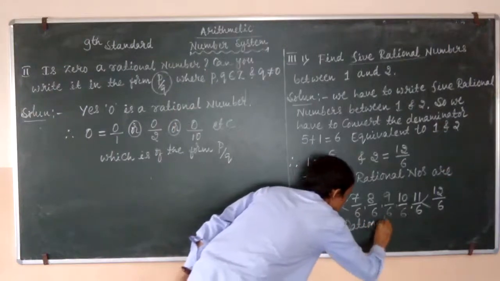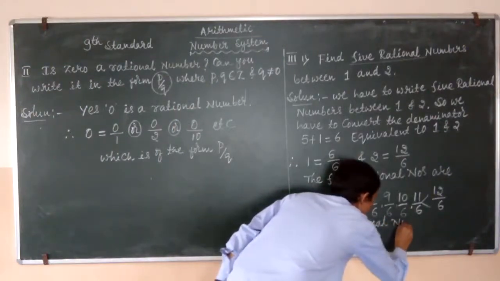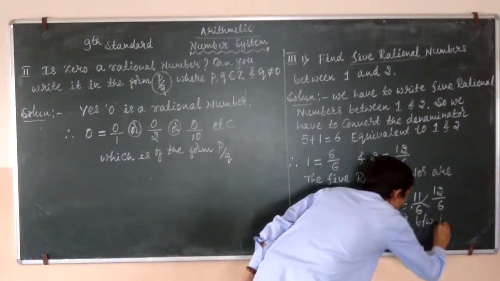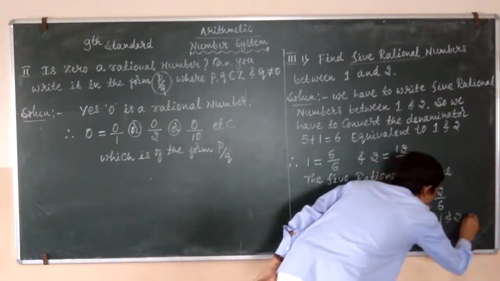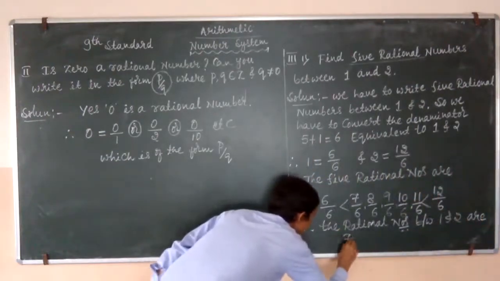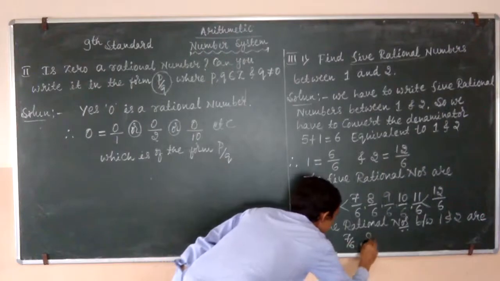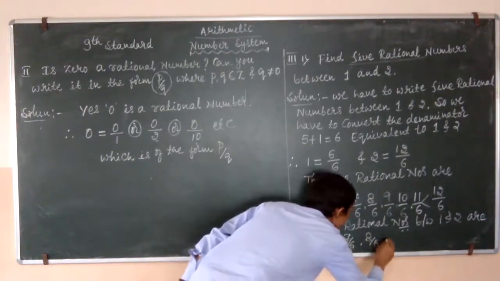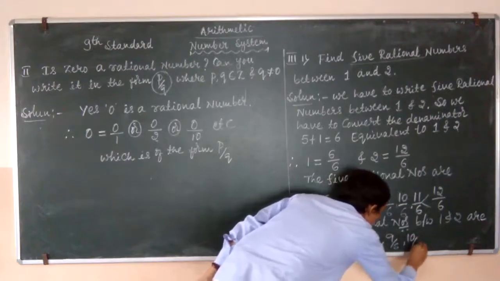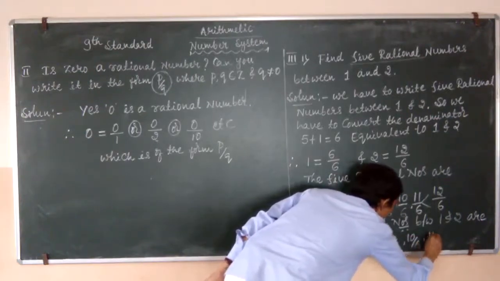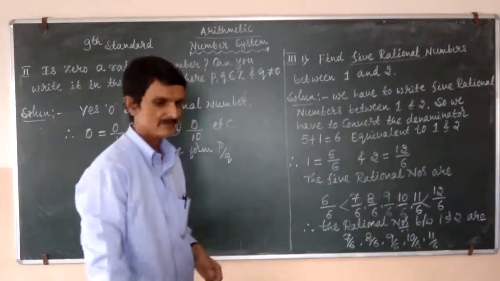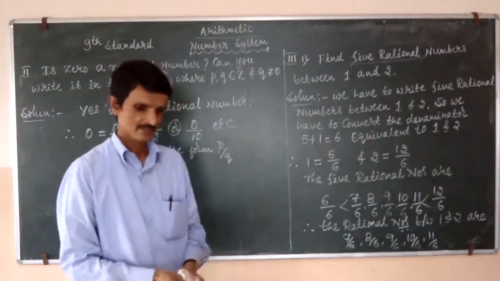The rational numbers between 1 and 2 are 7 by 6, 8 by 6, 9 by 6, 10 by 6 and 11 by 6. So this is the simple problem, students.